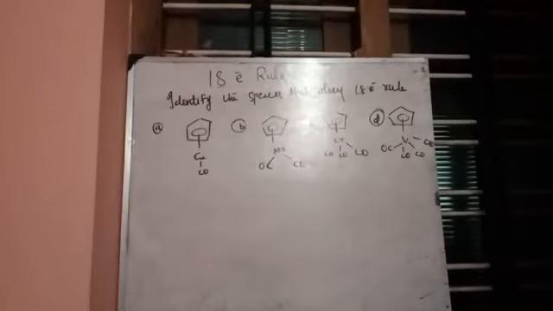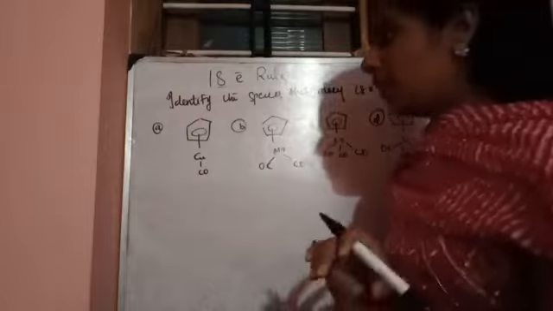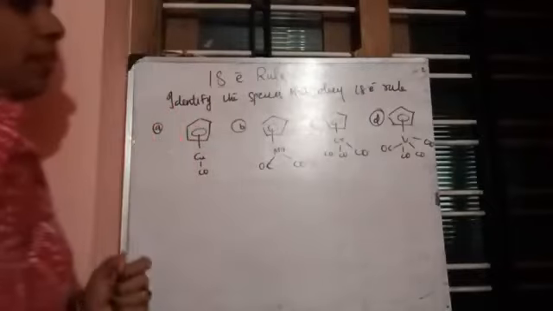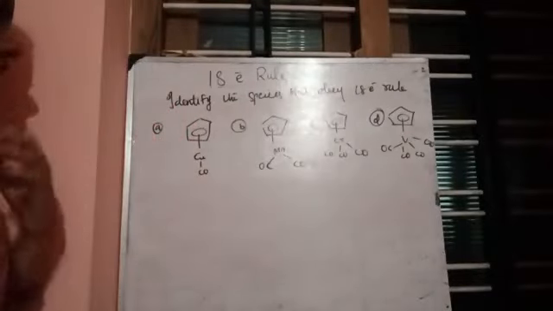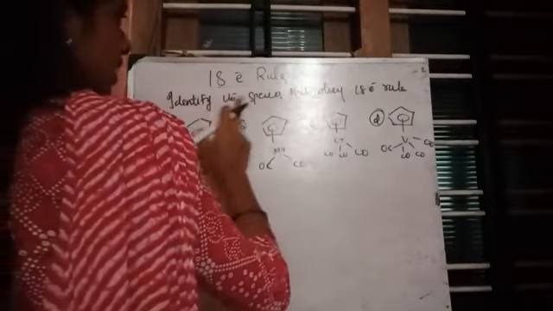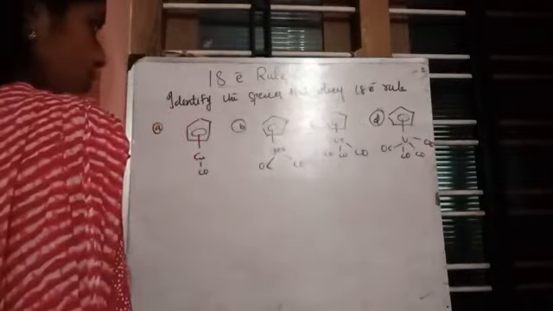Now let's practice another question. This is also a PYQ of the CSIR NET exam and you can score easily from such questions. So this topic is very important and you can score very easily from such questions, so practice more examples. Fine. The question is, identify the species that obey the 18 electron rule.